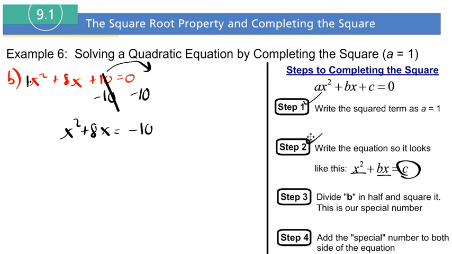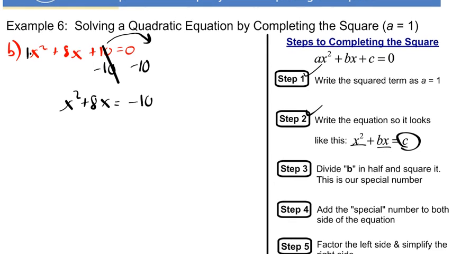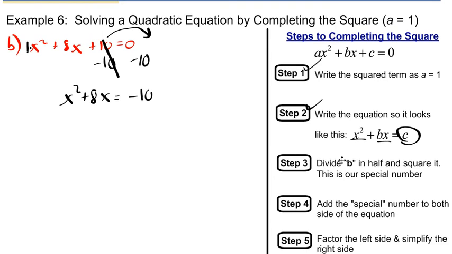Bing! All right, step number 3 now is we're going to take our b term. Okay, remember our b term is the term next to x. So divide b in half and square it. All right, so let's take our little b term, which is 8. Let's cut it in half, which is by dividing by 2. 4, and then we're going to square it. So square the 4 and we get 16. Cool. So that takes care of step number 3.